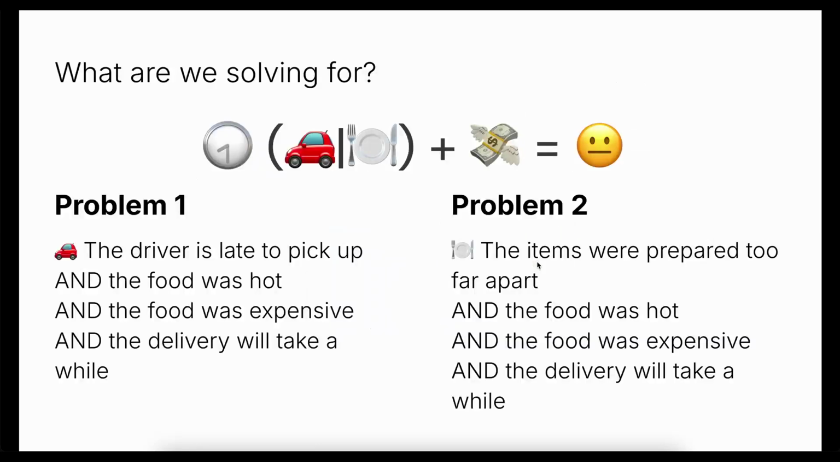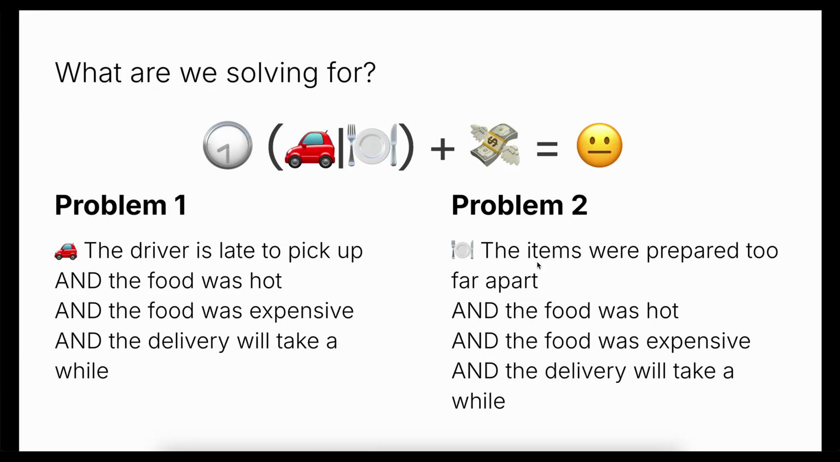Before we dive into the demo, let me reiterate what problem we are trying to solve, right? There are two use cases we're trying to solve for in this demo. The first use case is, the driver is late to pick up the food, and the food is hot, and the order was expensive, and we know for sure the delivery will take time. That means we may have to give a refund to our customers to make them happy.